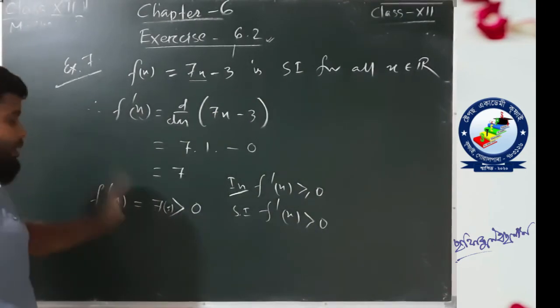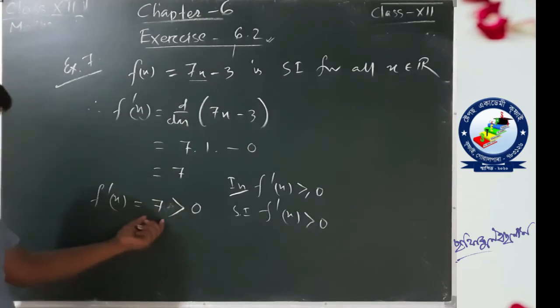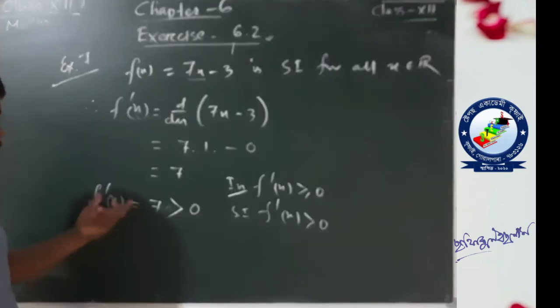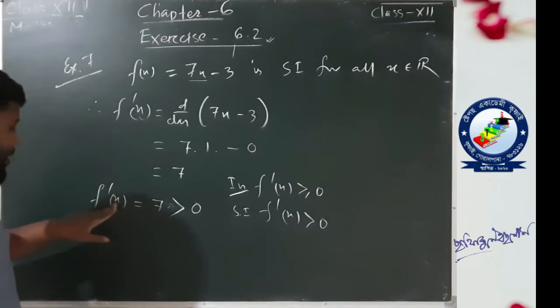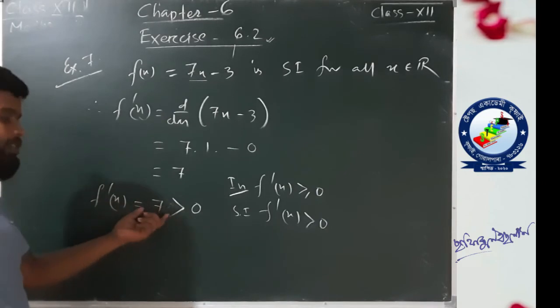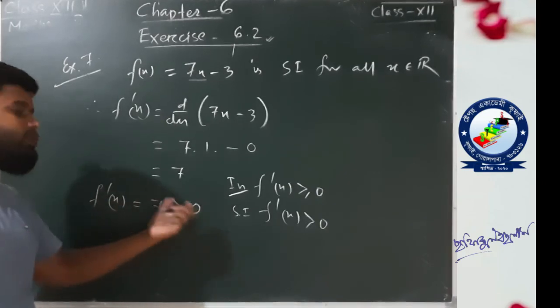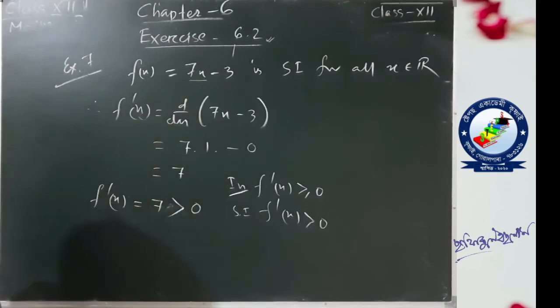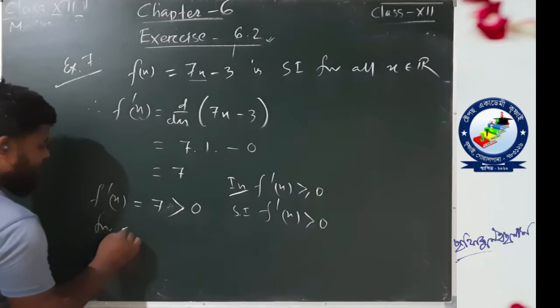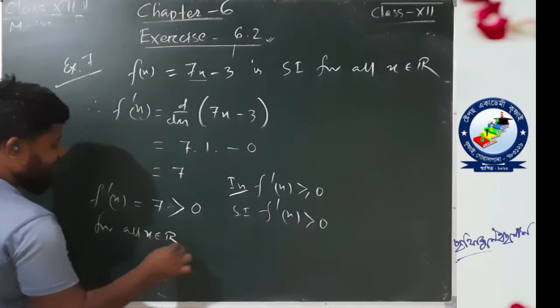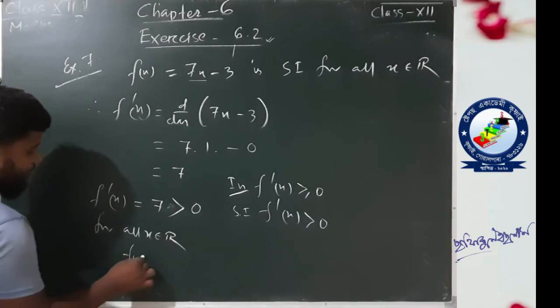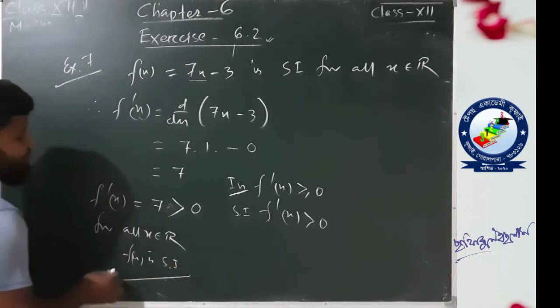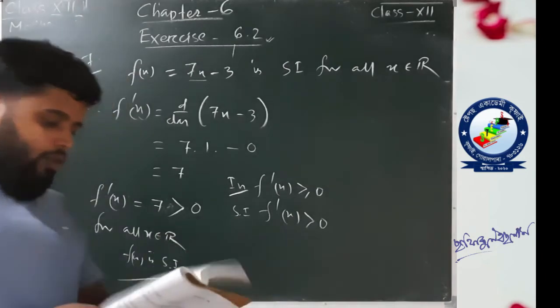X can be anything, it doesn't depend on x. The value of f dash does not depend on x, so it will directly be 7. At x equal to 0 it is 7, and at 100 or -100 it is still 7. So that means it doesn't depend on the value of x. So this is all we know, 7 is greater than 0. That means it is strictly increasing. So that is it. The question we have to prove this is, so we can write for all x belongs to A, the function f(x) is strictly increasing. That's it.